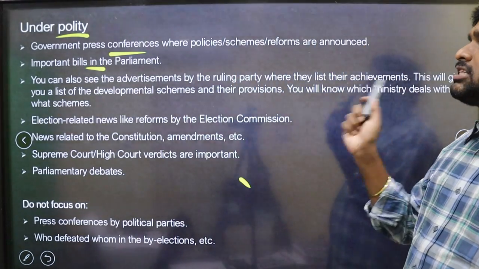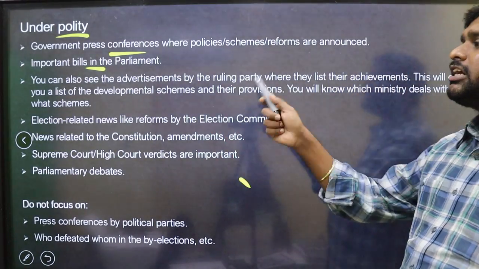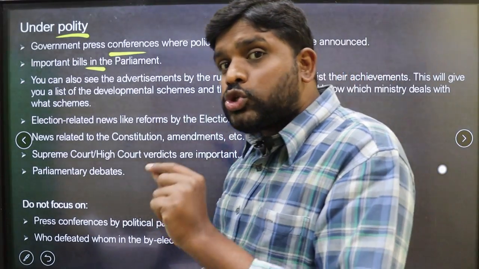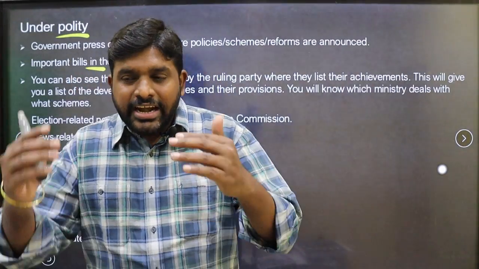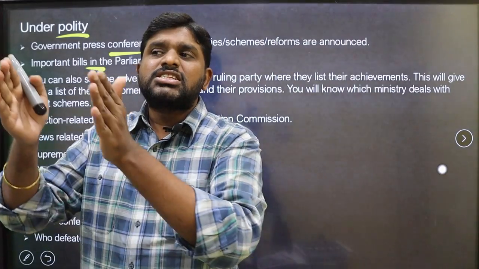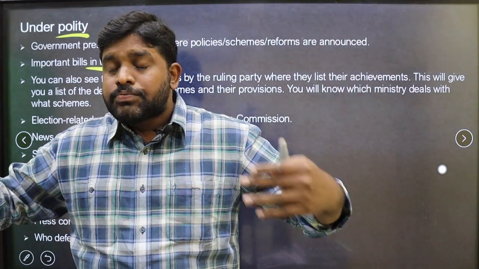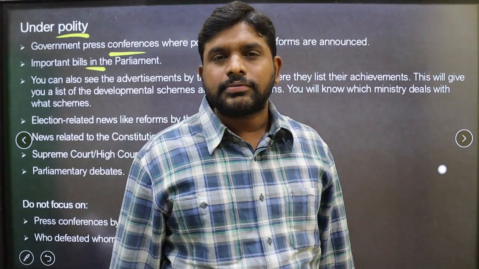There they list their achievements, and you will get a list of developmental schemes and their provisions. You will know which ministry deals with what schemes. And you should also understand, while reading the newspaper, oh, this scheme belongs to this ministry. This scheme belongs to this ministry. You have to articulate it.